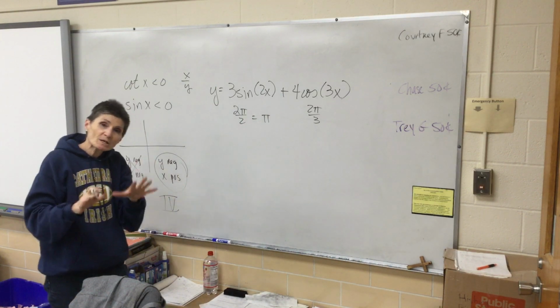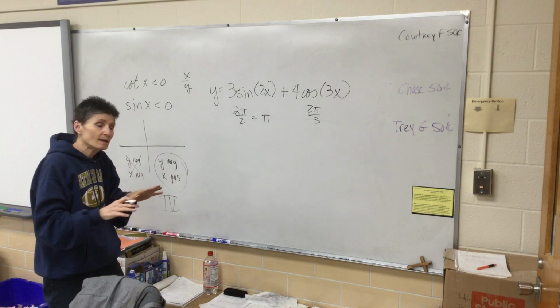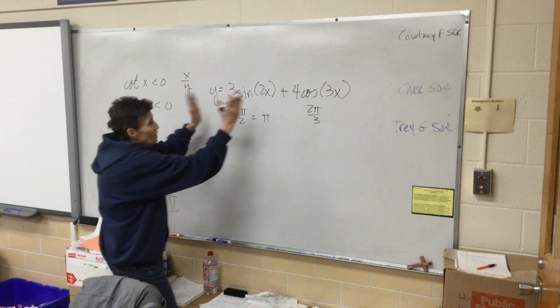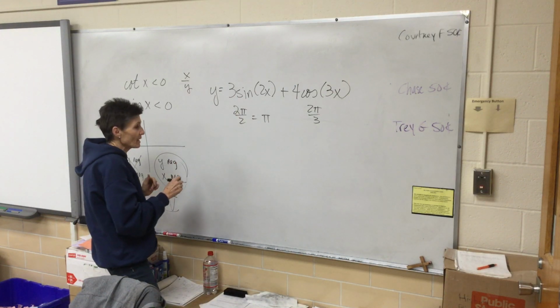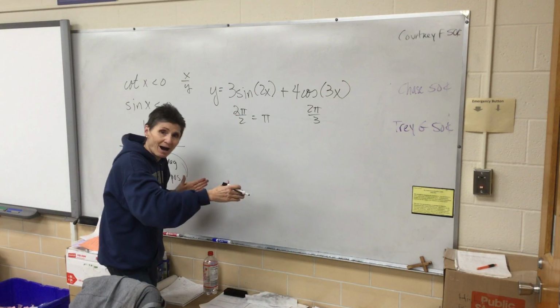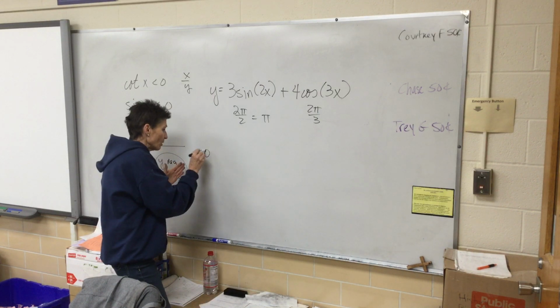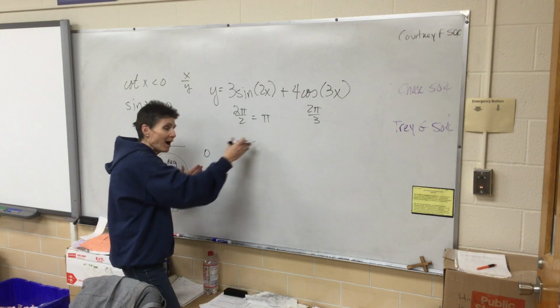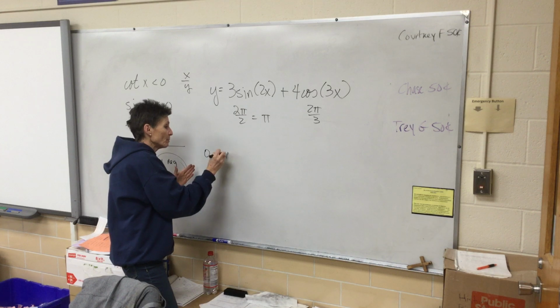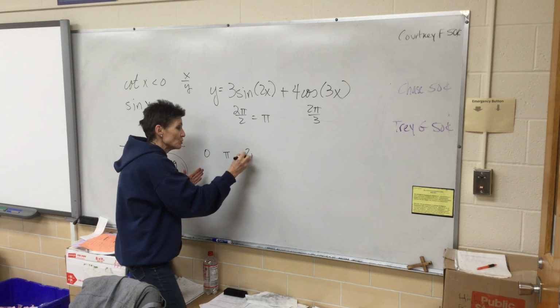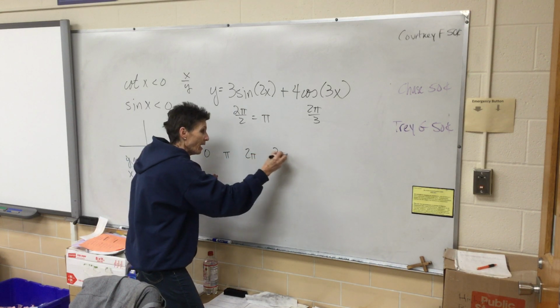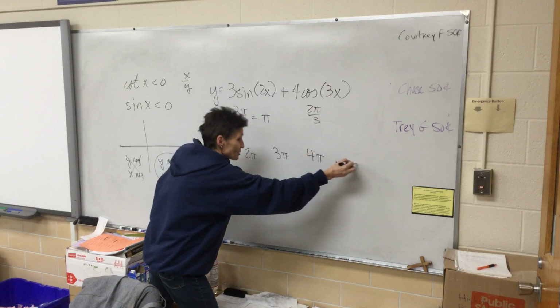Now, here's what I want you to think about what that means. If you drew just the first piece, every pi, so here's 0, every pi it would repeat. So it repeats at pi, and 2 pi, and 3 pi, and 4 pi, and so on.